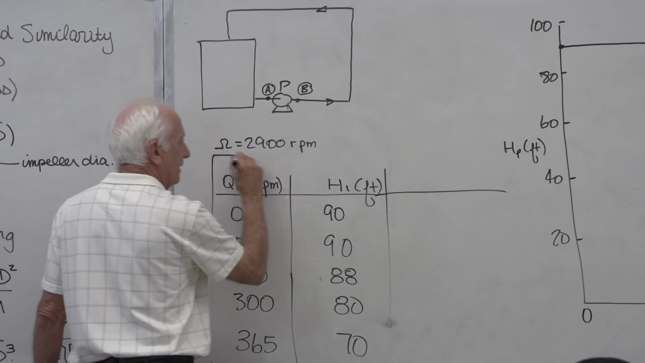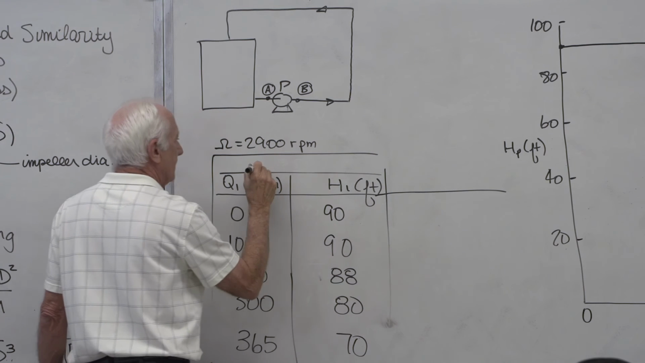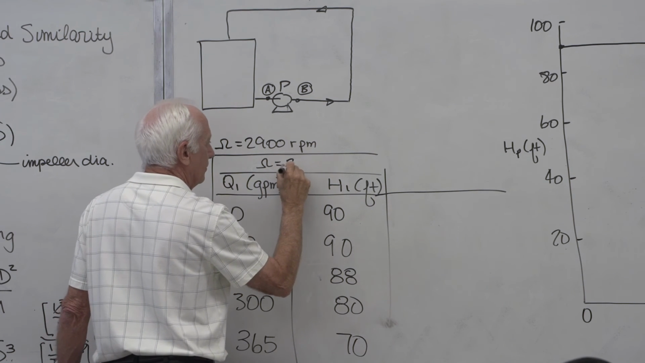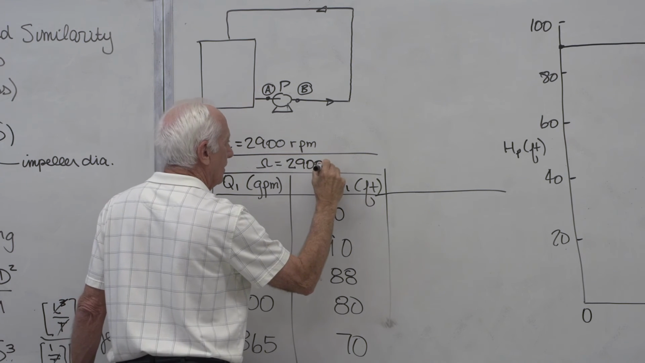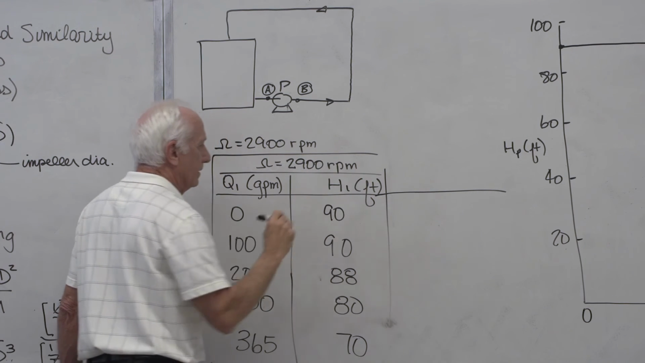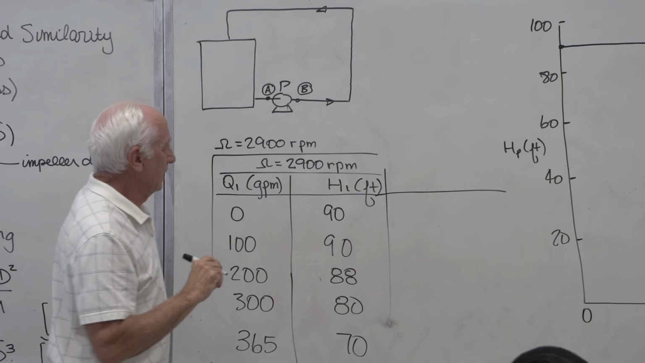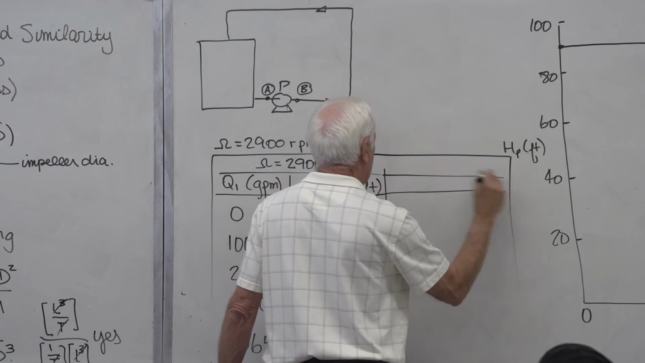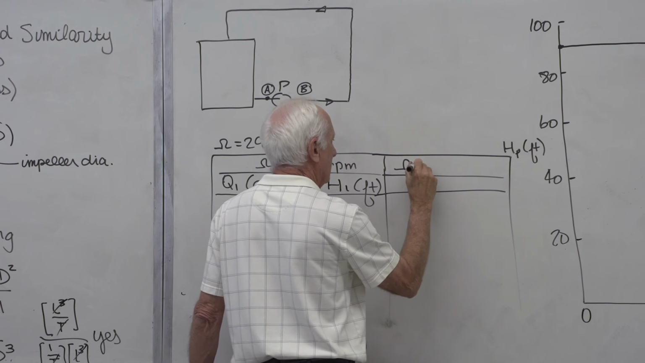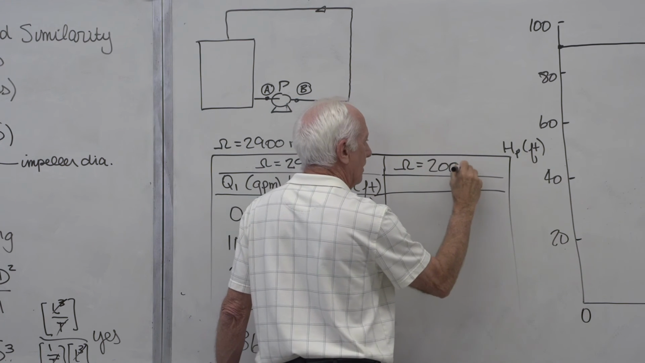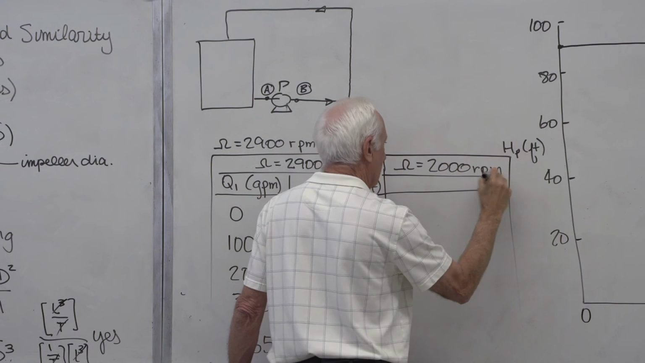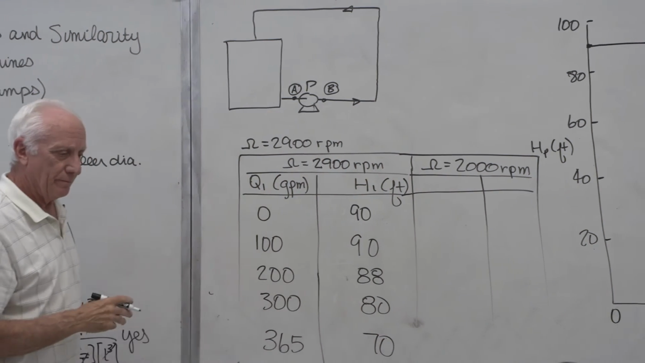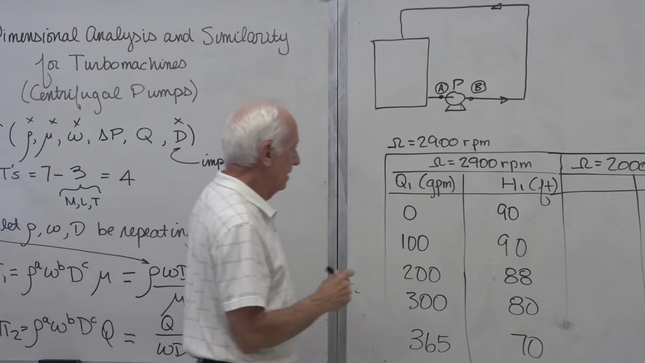This side right here is for omega equal 2900 RPM. Okay, now I'm going to do the same thing for the pump. It's run at omega equal 2000 RPM. I'm not going to test the pump. I'm going to do it by similarity study.